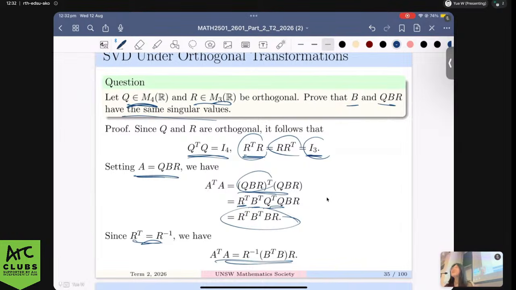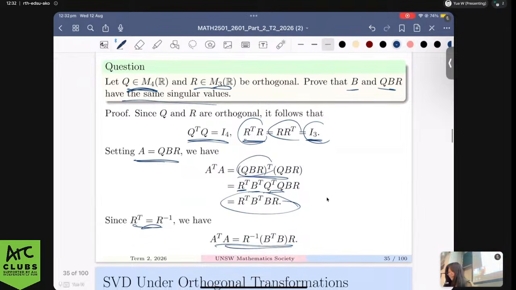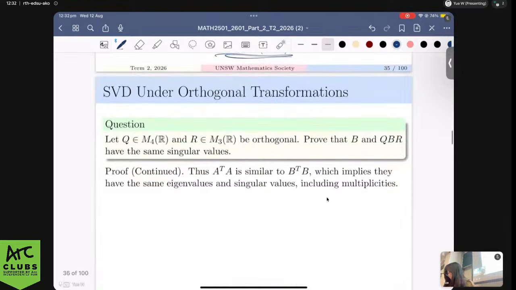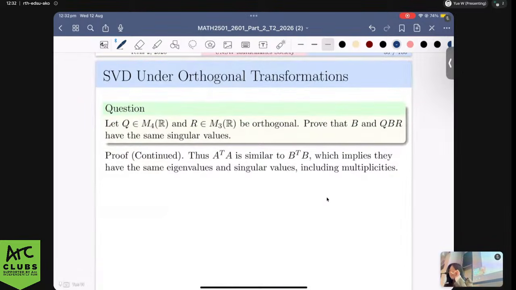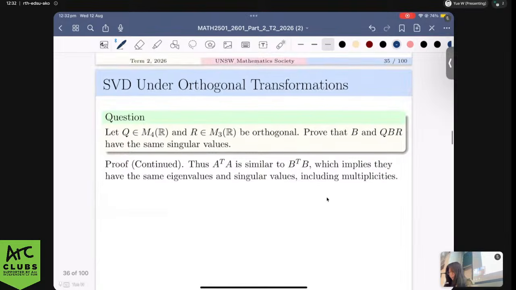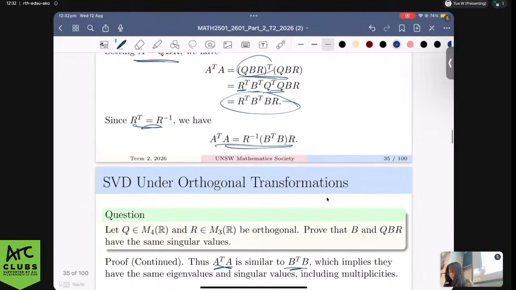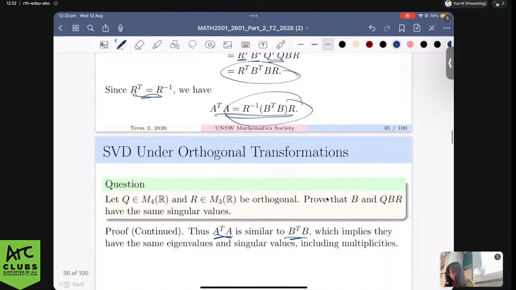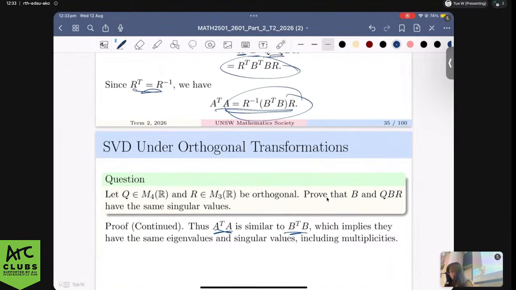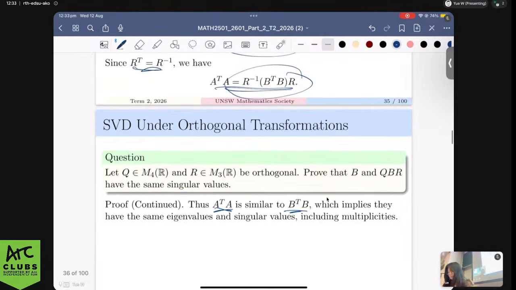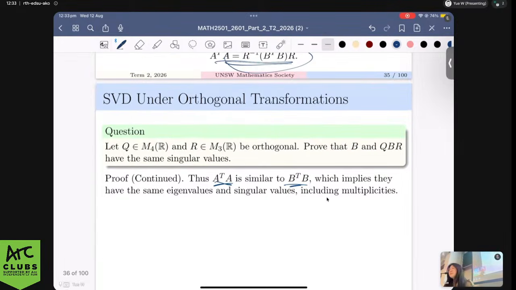This question is nice because it gives you hints. They already gave you hints in the question, so you just sub things in and force it to work. What we have proven is that A transpose A is similar to B transpose B. From this expression, that implies they have the same eigenvalues and singular values as well, because singular values are just the square root of the eigenvalues. This also includes their corresponding multiplicities.